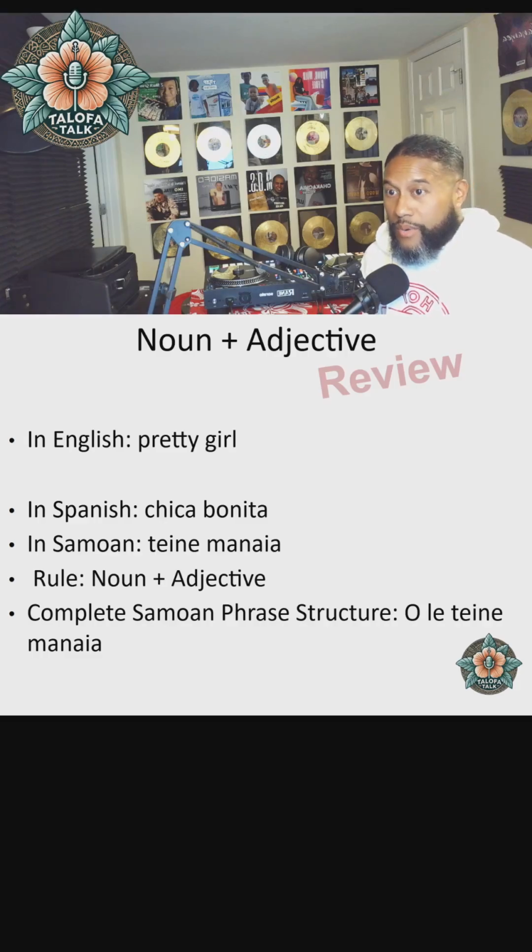And then we talked about putting things in the complete Samoan phrase. When you identify a noun, if you're just going to say the girl, then you say 'o le tene', right? But if you're going to say the beautiful girl, or the pretty girl, or the nice girl, 'o le tene manaia', 'o le tene aulelei', okay?